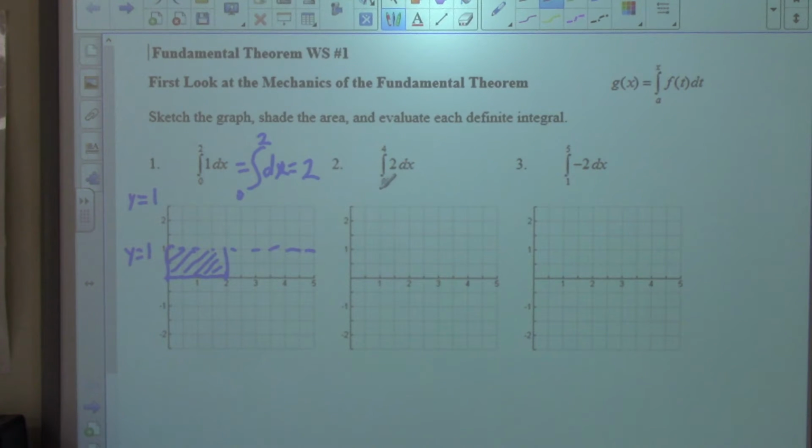Now, what I want to do is show you this. I'll ask somebody to tell me what to do here for number 2. So are you going to go up 2 over 4? Yeah, so here we have y is equal to 2, and we go from 0 to 4. And so what is that going to be? 8. It's going to be 8, right?